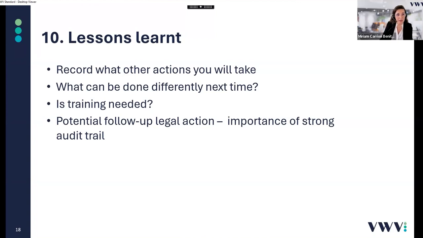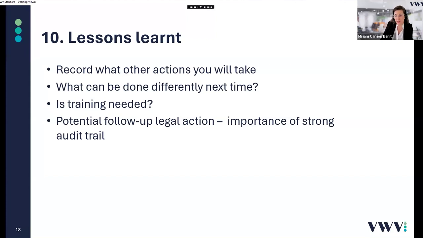You will spend some time thinking about what you could do differently next time and talking to your leaders about what could be done differently. And decide whether any training is necessary, internal or external, on the matters raised in the complaint. And if there is any potential for a follow-up legal action, you will keep a record of everything that you did in relation to the complaint, as you're obliged to do anyway, for at least 3 years. You'll speak to your insurance if necessary, or to your legal advisors.